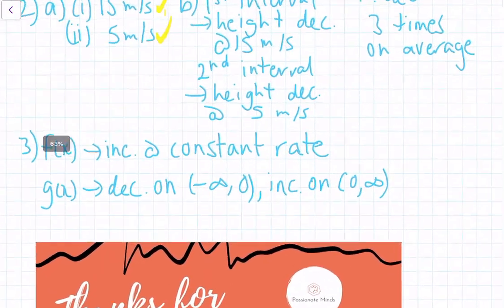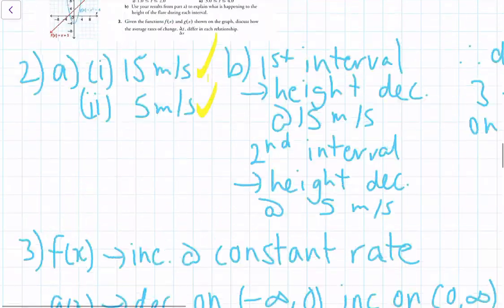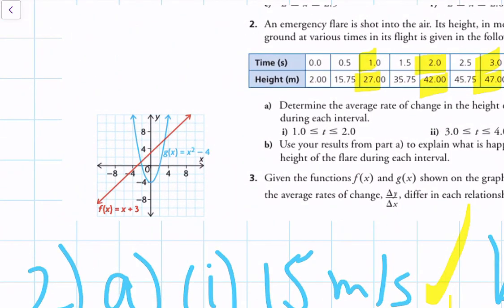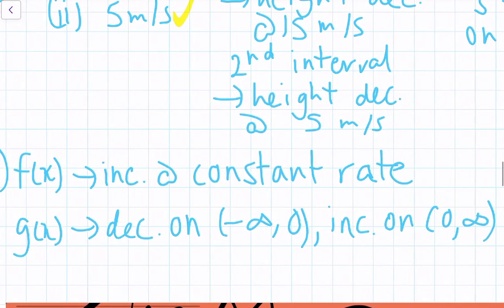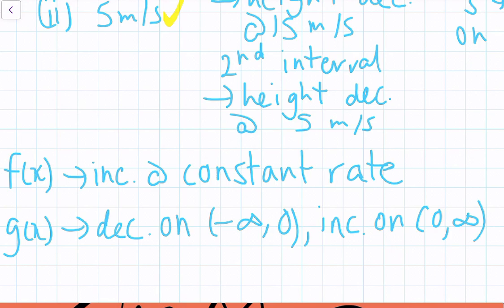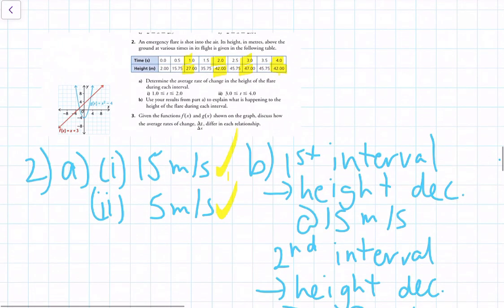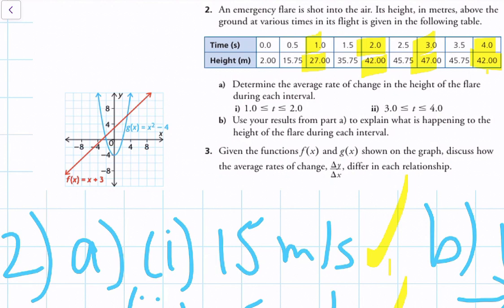We see that f of x is increasing at a constant rate, right? Like the slope will always be the same, it's always going to increase at the same rate. Whereas for g of x, it's decreasing on negative infinity comma 0 and increasing on 0 comma infinity, which we see here. So basically, the x values are always increasing this way, but the x values are always decreasing that way.